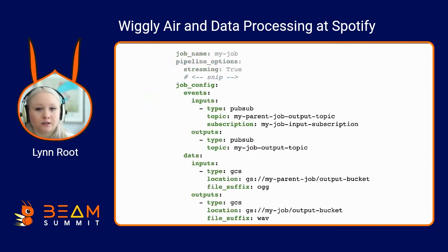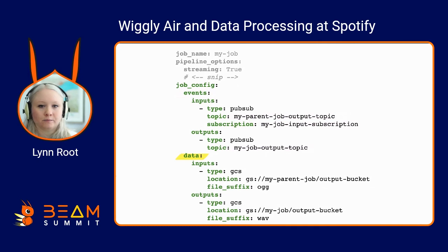Next is all the Clio-related logic. We separate out events from data, where events are essentially triggers. Each event is a Clio message, and each Clio message should trigger some sort of work to be done. Here we have our own subscription to our parent's output topic, and we've also defined our own output topic from which other jobs can consume.